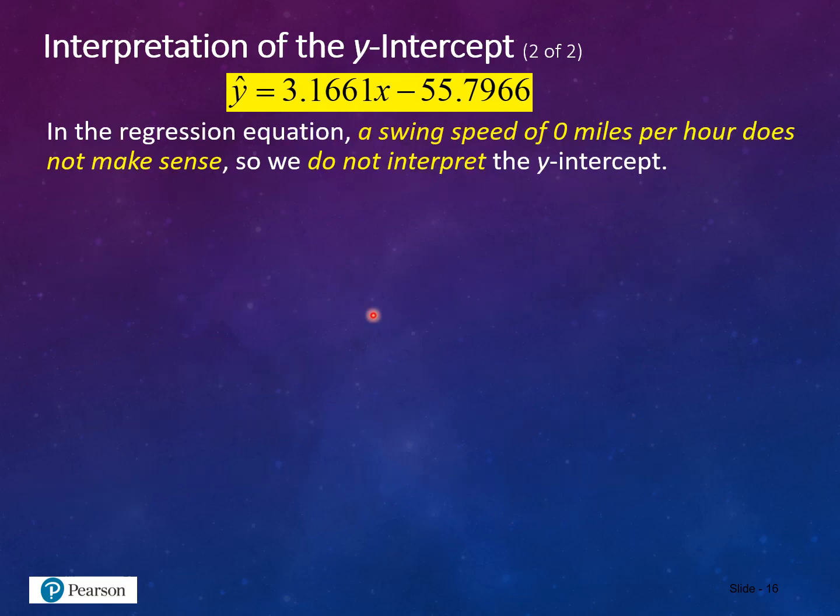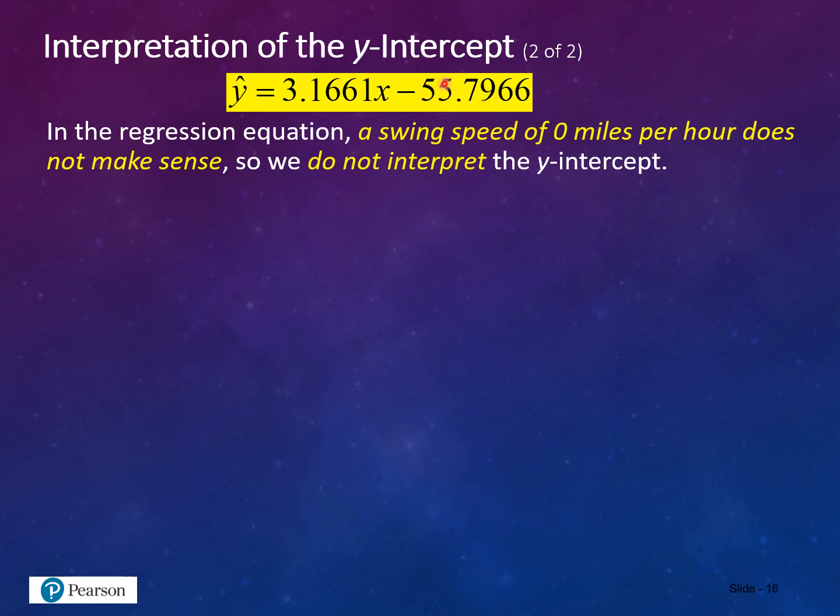In our regression equation, the explanatory variable is swing speed, and it makes no sense to think about a swing speed of 0. If we plug that in as 0, then we see that the distance the ball will travel is negative 55. So it doesn't make any sense at all. So in this case, we're not going to interpret the y-intercept, because a club speed of 0 means the club's not moving, which means you can't hit the ball, which means you certainly aren't going to have any distance from the effect of the club speed, or the swing speed.